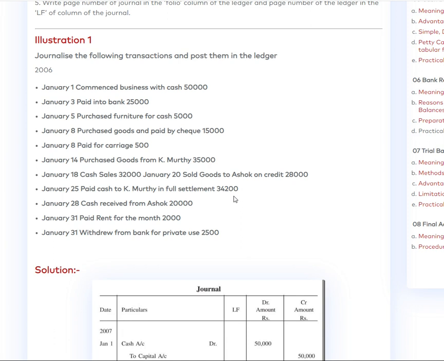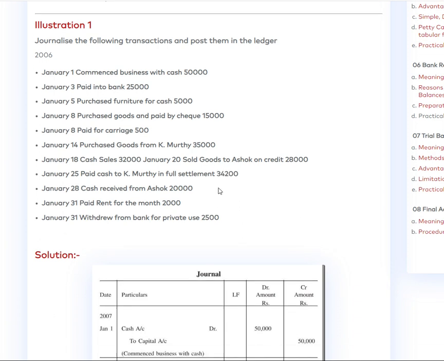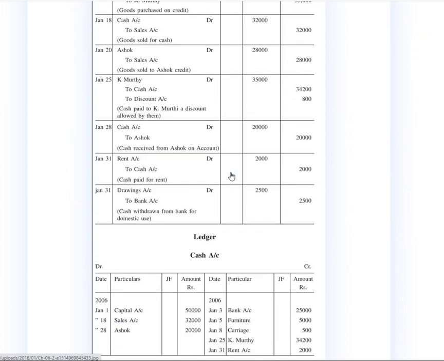So that 800 rupees is a discount given by K Murthy to us because we paid that money to him quickly, without making it a bad debt or something. We are very creditworthy to him and we are paying on time. That's why he has given us a discount of 800 rupees. So we have paid him now 34,200 instead of paying 35,000. Whatever it is, let's make an entry here.